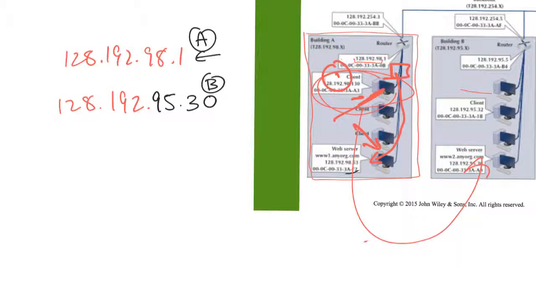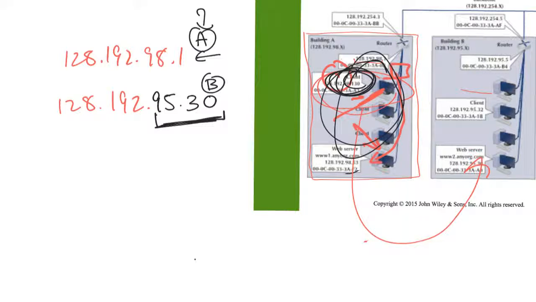As soon as client 1 in building A sees that the destination IP address is on a different network, that means the client in building A knows that it's trying to communicate with someone on a different network. So it says, well, I cannot communicate with anybody outside my own local area network. Therefore, I will send my message to the router. And this is how the message begins. The client goes to the gateway.